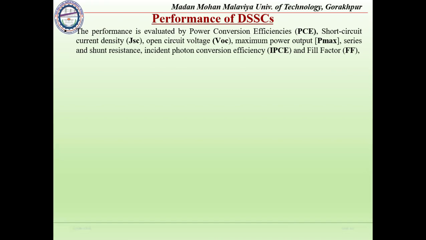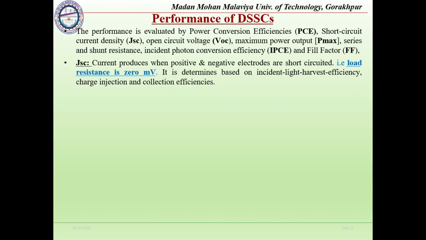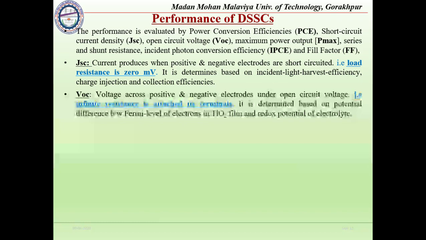What are the basic parameters which define the performance of a dye-sensitized solar cell? This is the short circuit current density. What is short circuit current density? It is the current produced when the positive and negative electrodes are short circuited. We can also say that it is the current when load resistance is 0 millivolt, and it is determined based on incident light harvest efficiency. These are the basic parameters to evaluate performance.